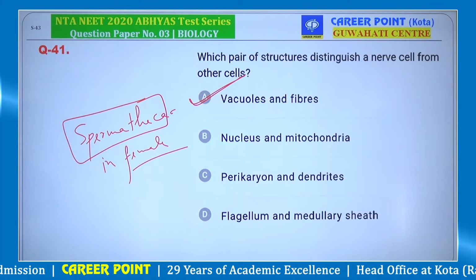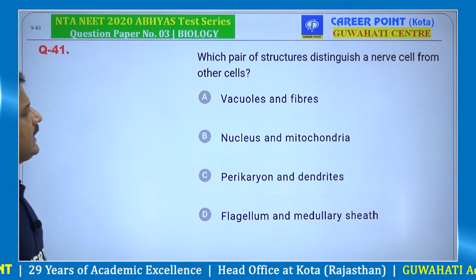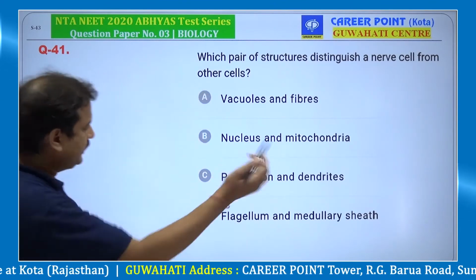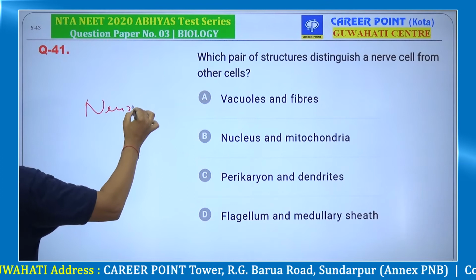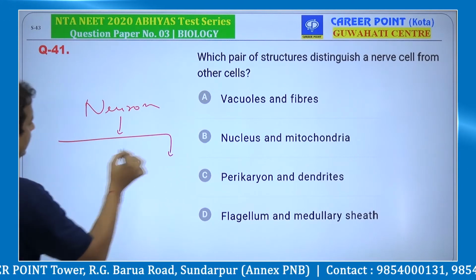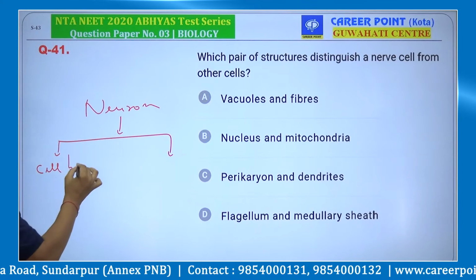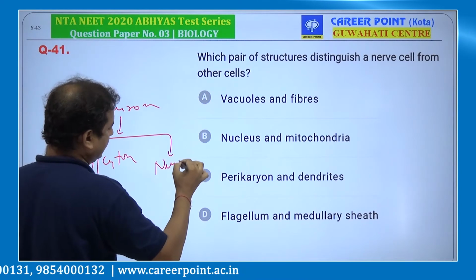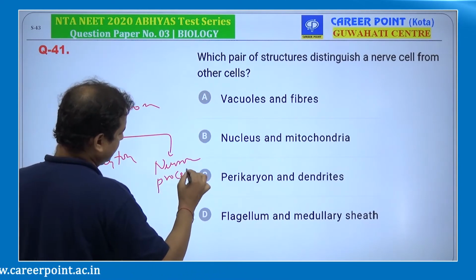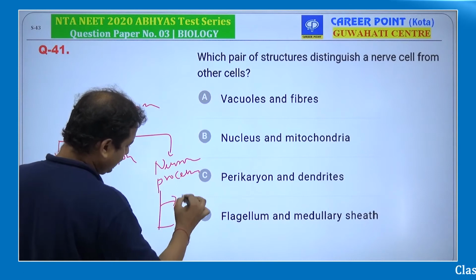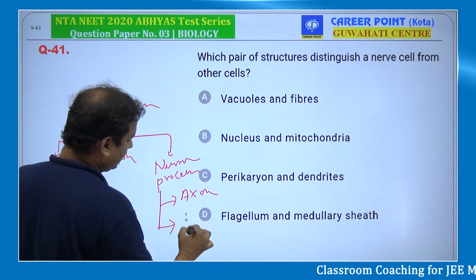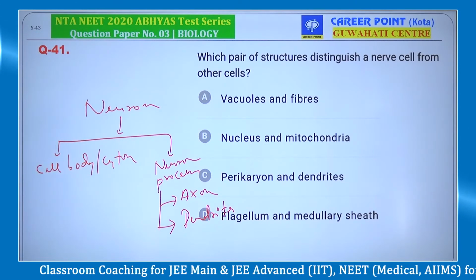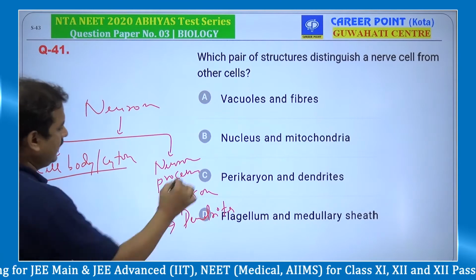Okay, next question. Which pair of structures distinguish a nerve cell from others? So which of the following structures are present in nerve cell? As you know, a neuron has two parts mainly, that is the cell body, or it is called cyton. Another is called neuron processes. These neuron processes are of two types, that is axon, and next one is called dendrites. So these are the main parts of neuron: cell body or cyton, then axon and dendron.